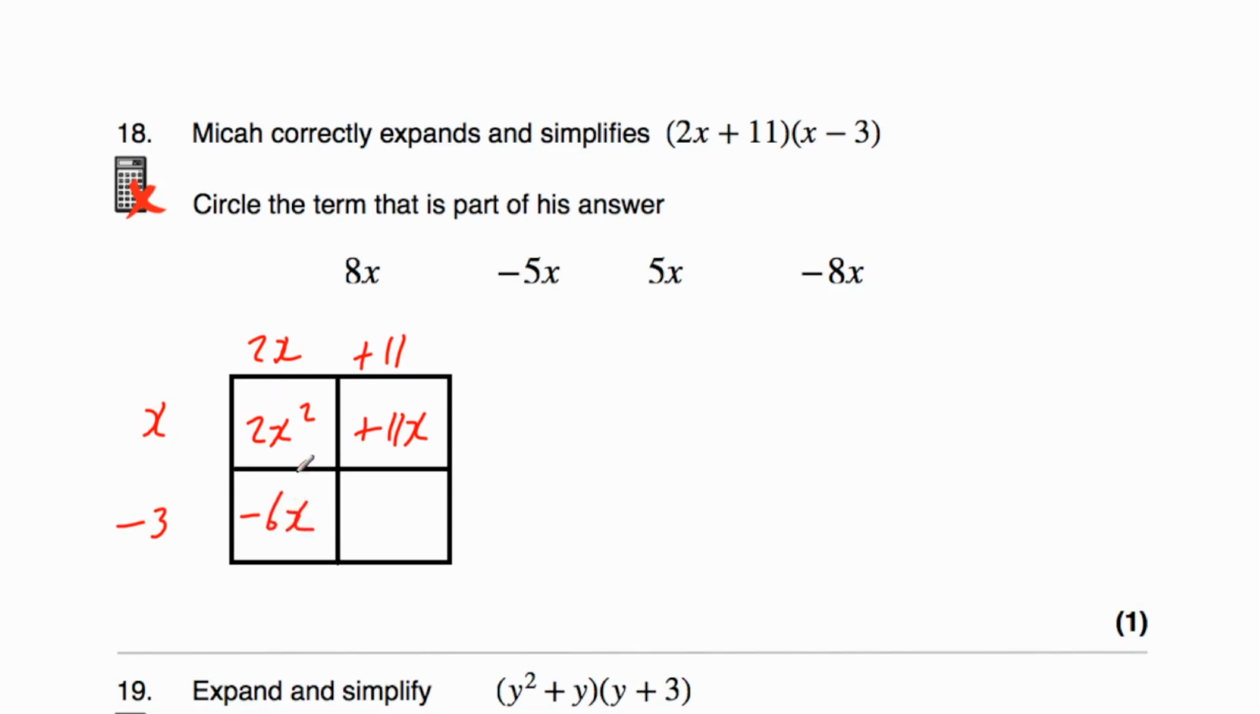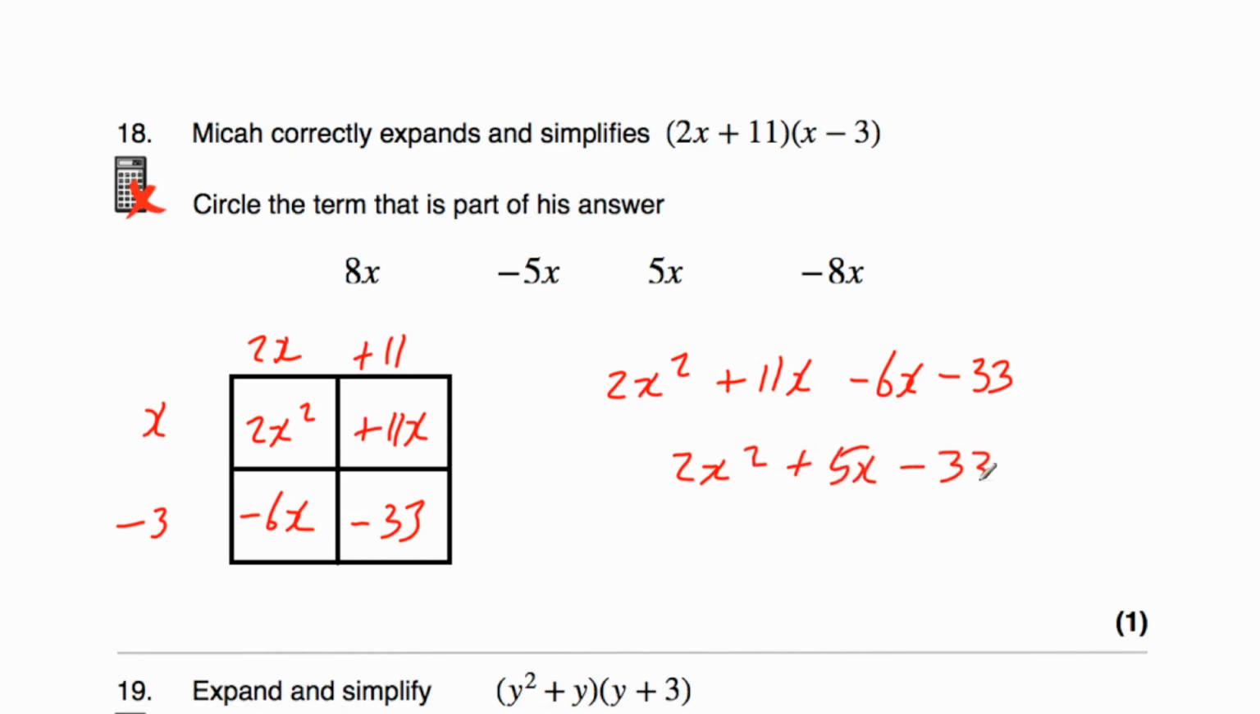That'd be negative 6x. And then negative 3 times 11, what's going to be positive times a negative is a negative, and 11 times 3 is 33. So it's going to be negative 33. So that would give us 2x squared plus 11x minus 6x minus 33. Now we've got 11x's take away 6x's, so that'll be 5x's. So it's 2x squared plus 5x minus 33.